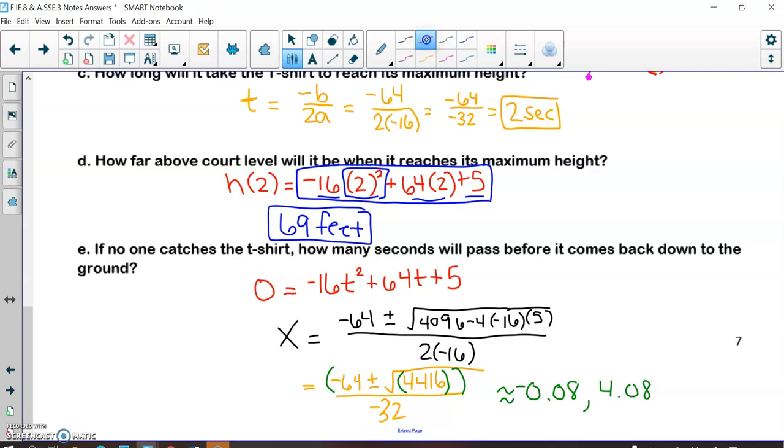Now I cannot have a negative time, so I cannot have it be negative 0.08 seconds. Instead, my answer is going to be 4.08 seconds is when the t-shirt would reach back down to the ground if nobody caught it. All right, that brings us to the end of level 3.